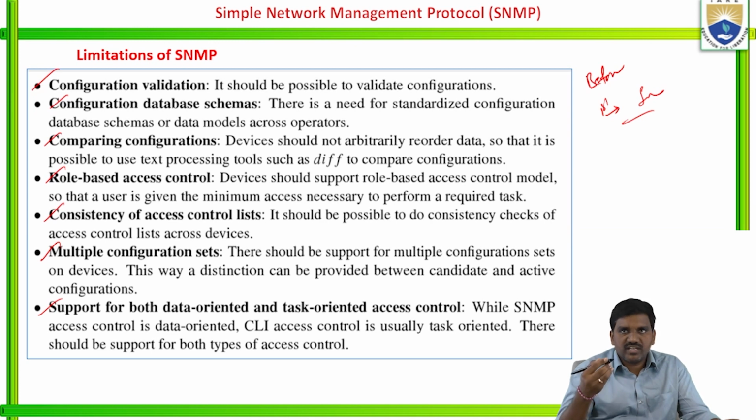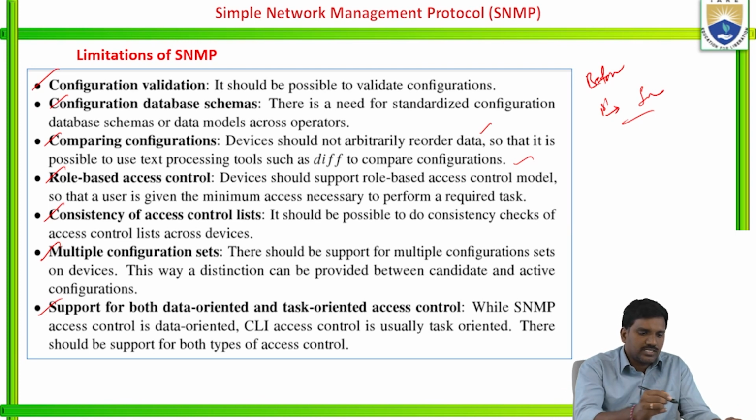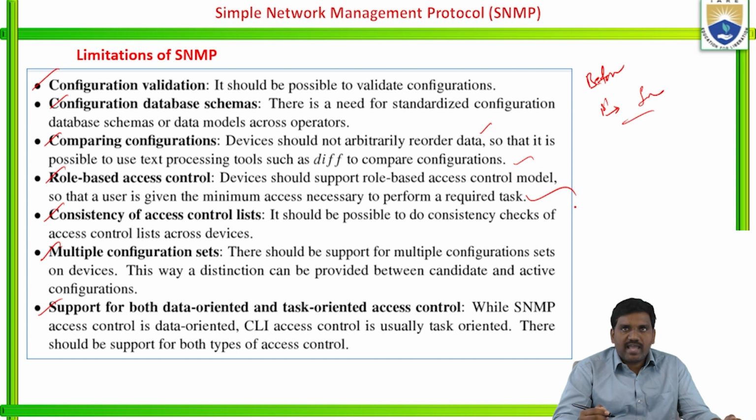Next, comparing configurations. Devices should not arbitrarily record data, so that it is possible to use text processing tools such as diff to compare configurations. Next, role-based access control. Devices should support a role-based control model, so that a user is given the minimum access necessary to perform a required task. Next, consistency of access control list. It should be possible to do consistency checks of access control lists across the devices.